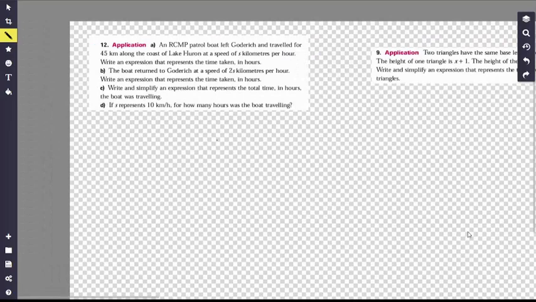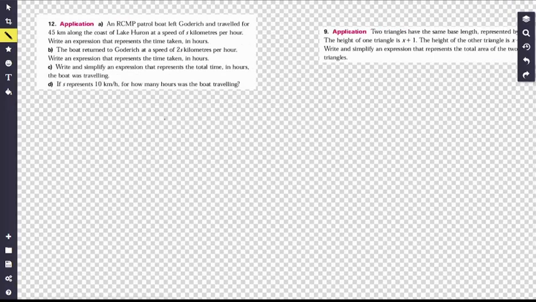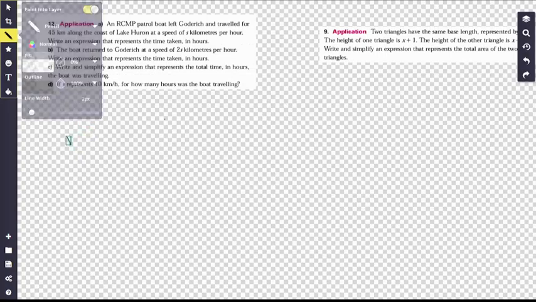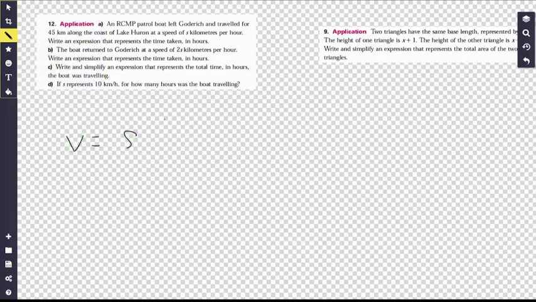A patrol boat left Goderich and traveled for 45 kilometers along the coast of Lake Huron at a speed of s kilometers per hour. So the speed, or to say the velocity v, is equal to s per hour. Now, let's look at what they want us to do in the first step: write an expression to represent the time taken.